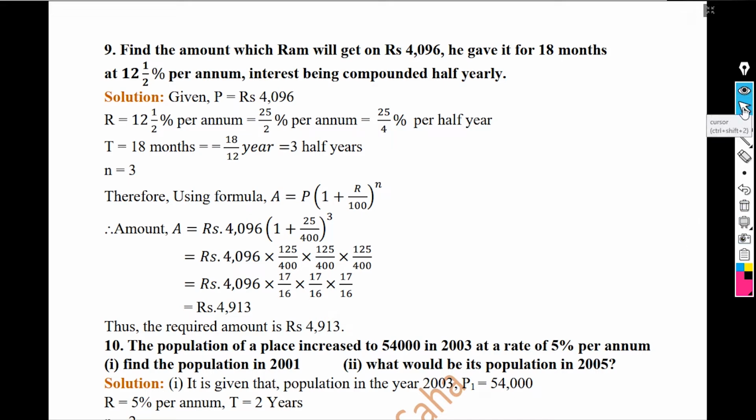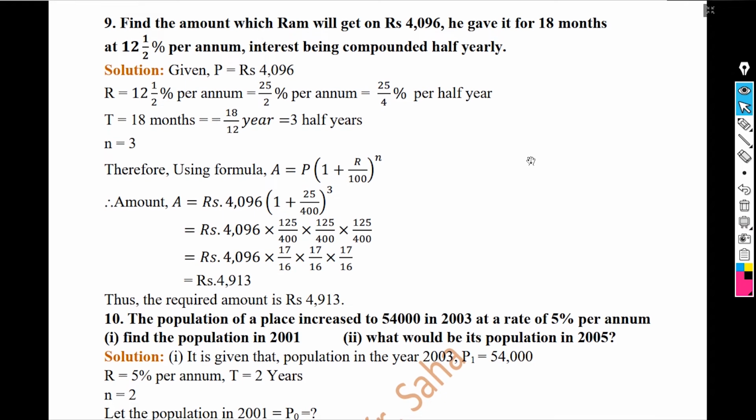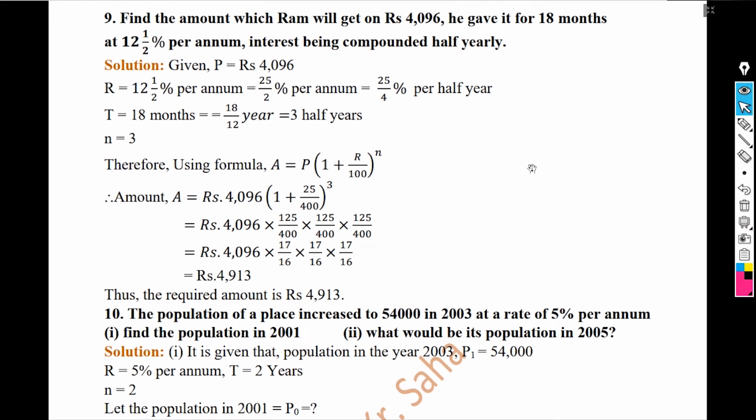Time is not given in years, time is given in months. Then let me read the question first. Find the amount which Ram will get on rupees 4096. He gave it for 18 months at 12.5% per annum.